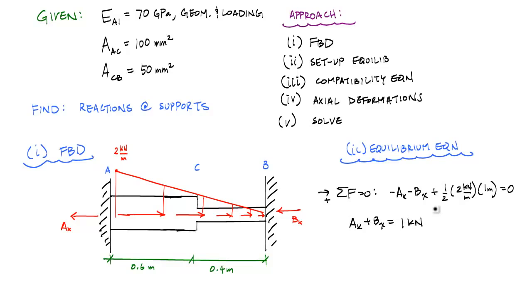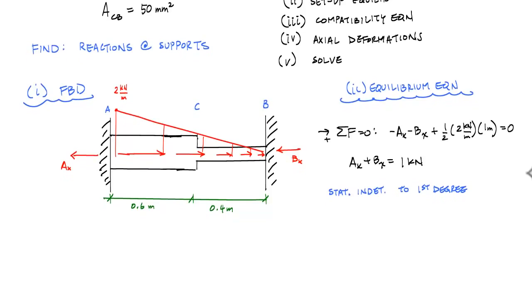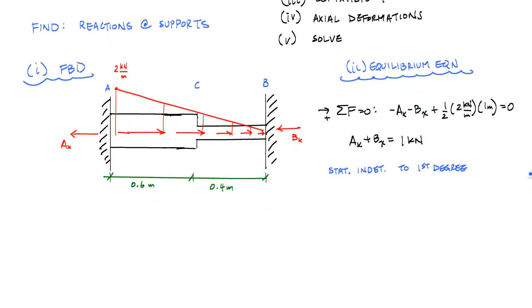This is the only equilibrium equation available to me because my vertical reactions and my moment reactions at these fixed supports are going to be 0 because I have no loading in that direction. And so what I have here is one equation and two unknowns. I am statically indeterminate to the first degree. Now this means I need a compatibility equation to describe the geometry of this structural system, if you will, so that I can solve for these unknowns.